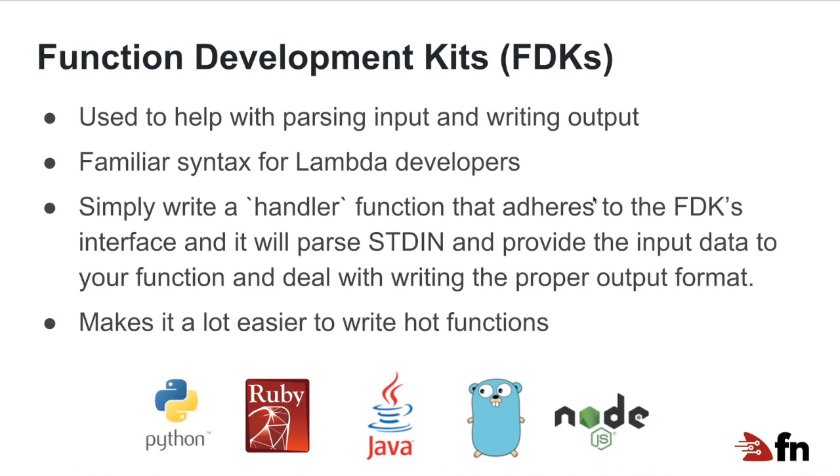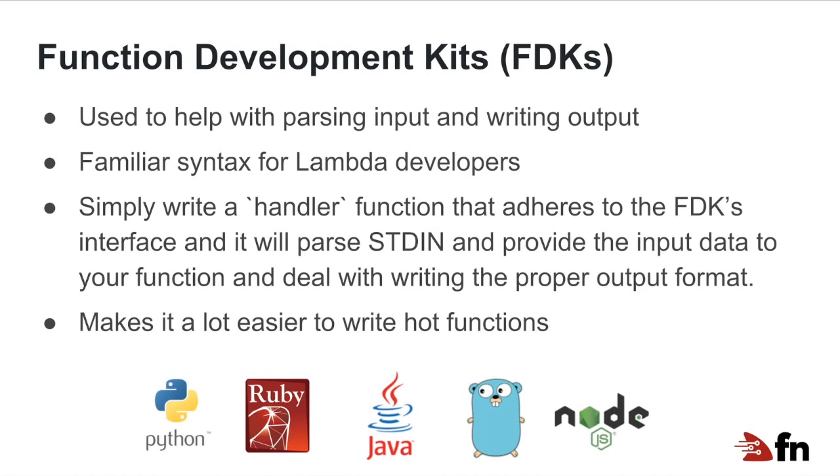We have a bunch of function development kits, FDKs we call them, in various languages: Python, Ruby, Java, Go, Node, and we're always trying to get more in there. The FDKs help you with parsing the input and writing the output. Gives you a nice developer experience, especially with hot functions where you basically have to loop on input. So it helps with the looping, and you basically just have to implement a single function with a particular syntax.